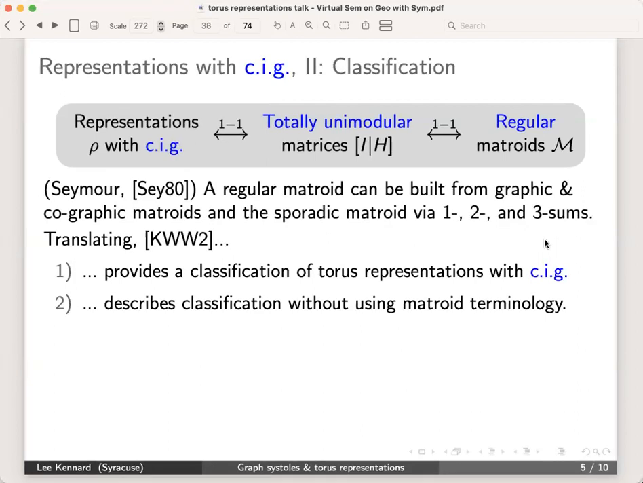And something I want to advertise is that we spent some time in this paper just explaining what the representations look like. So we have seen this condition of connected isotropy groups come up in other contexts involving tori, and we think maybe this might be useful to somebody. We explain what the k-sums look like. We explain what graphic and co-graphic representations look like. And the sporadic is just one particular one. So that's straightforward. But we spend a section describing this classification.